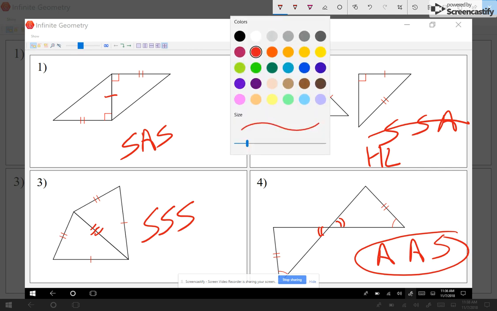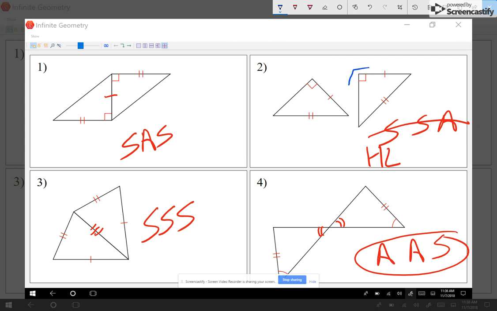One thing that people make a mistake on is whenever they see a 90-degree symbol, like, oh, that must be HL. But look at my question number one. I have a 90-degree symbol and it is not HL. So don't think that like, oh, 90 degrees, HL. No, 90 degrees and side side angle is what makes an HL, not just a 90 degrees. Okay. Any questions on these? No?